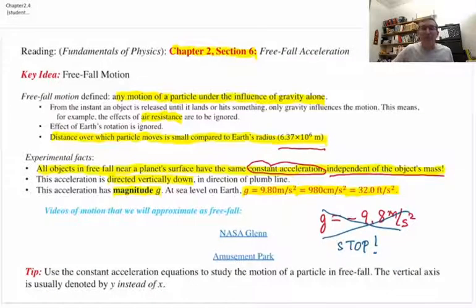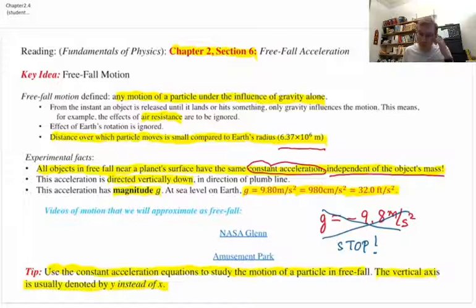Okay, so free fall is what we're studying. Now, here's a tip. Because a particle in free fall has constant acceleration, we get to use the constant acceleration equations to study the motion of a particle in free fall. Usually, you don't have to, but usually the vertical axis is denoted by a y instead of an x.